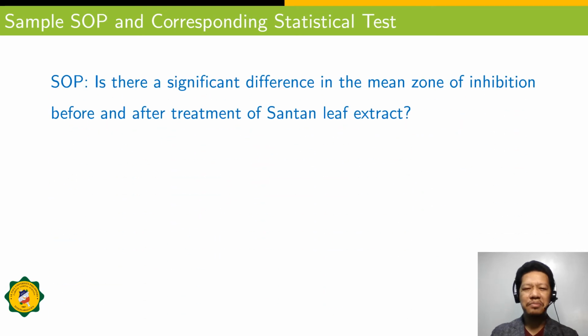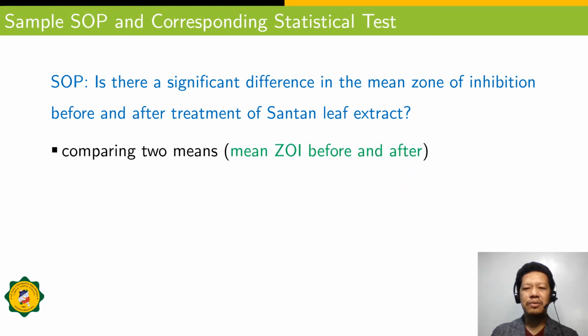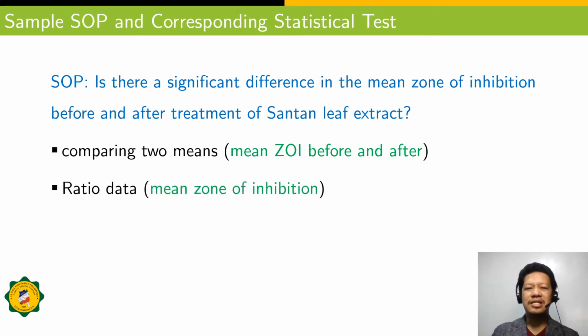And in this SOP: Is there a significant difference in the mean zone of inhibition before and after treatment of santan leaf extract? We have here the words before and after. So we are comparing two means, but we actually have a clue. We use the words before and after, or maybe you can use pre-test and post-test, initial and final. We can use the paired samples t-test, but make sure that your data are numerical or in ratio level. So we have paired samples t-test.